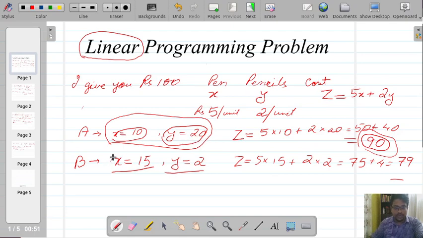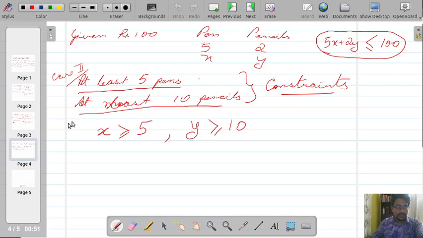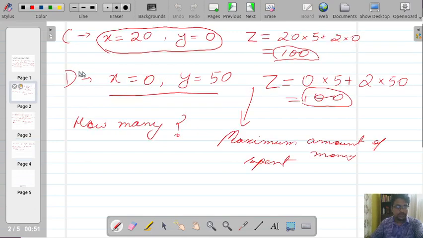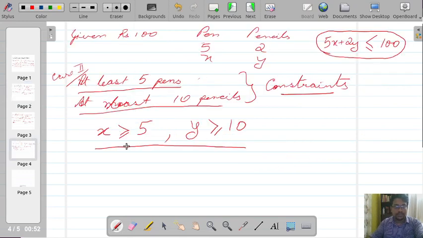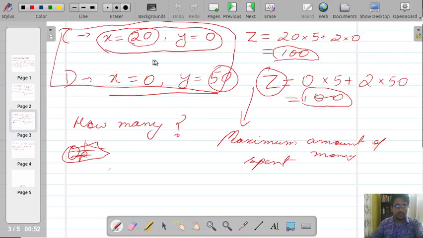This is one solution, but the second one is not going to be our solution in this case. With the second restriction, the number of pencils is 2, but I want at least 10 pencils, so that is not a solution. What about x equal to 20 and y equal to 0? This is also not a solution, because I want at least 10 pencils, so 0 pencils is not going to work for me.